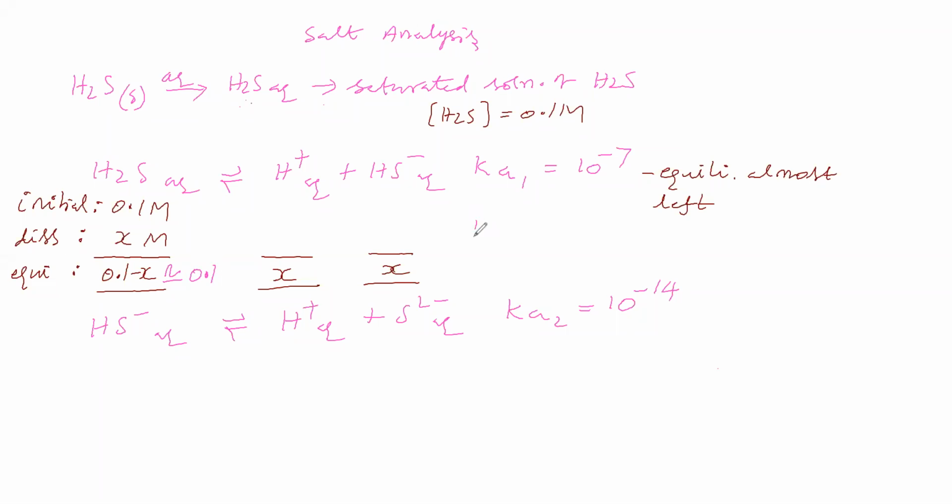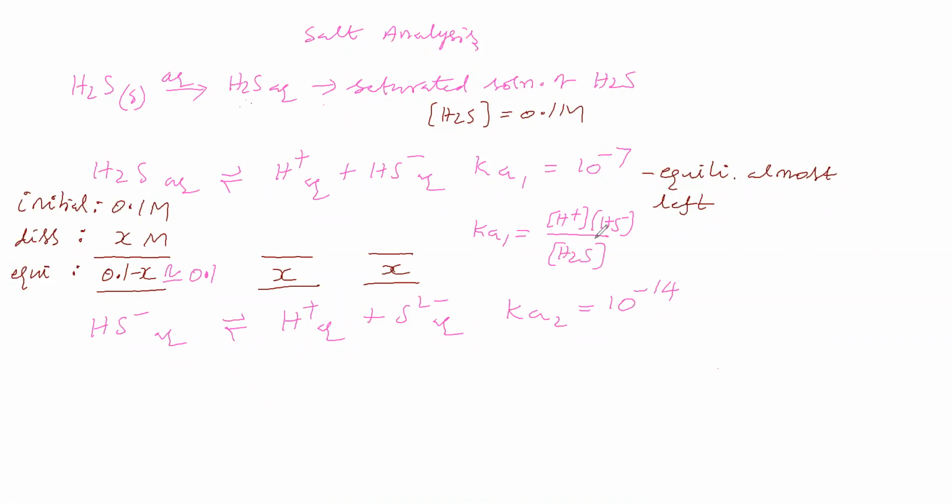Okay. Now, Ka1 is equal to, we will write this expression. Right side terms we will write in the numerator, so H plus into HS minus, divided by the left side term in the denominator. Let us substitute the value. Ka is 10 power minus 7. H2S concentration at equilibrium is 0.1. Therefore, we will get 10 power minus 8.